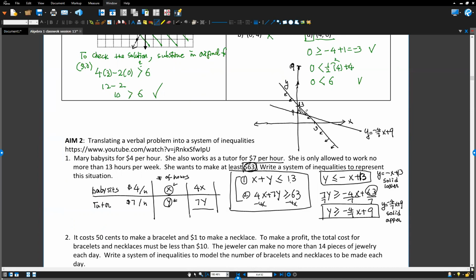The values of x and y are already positive, since they are numbers of hours. So x is greater than or equal to 0, and y is greater than or equal to 0. So this part is the solution set. You can choose any point here.